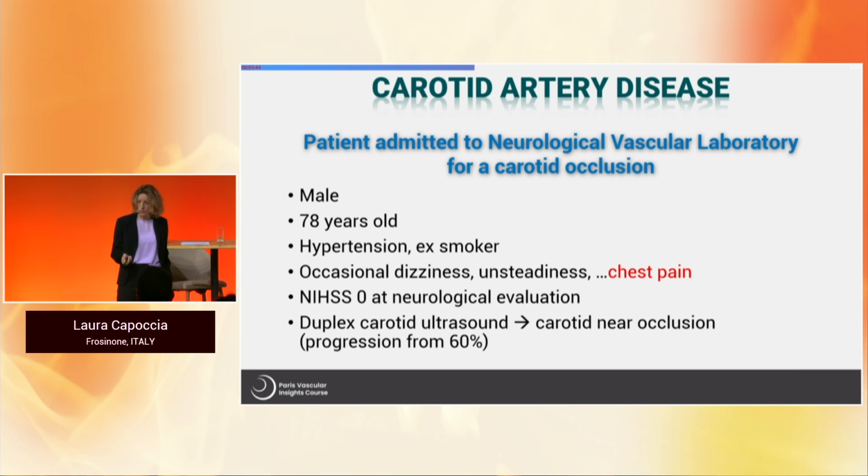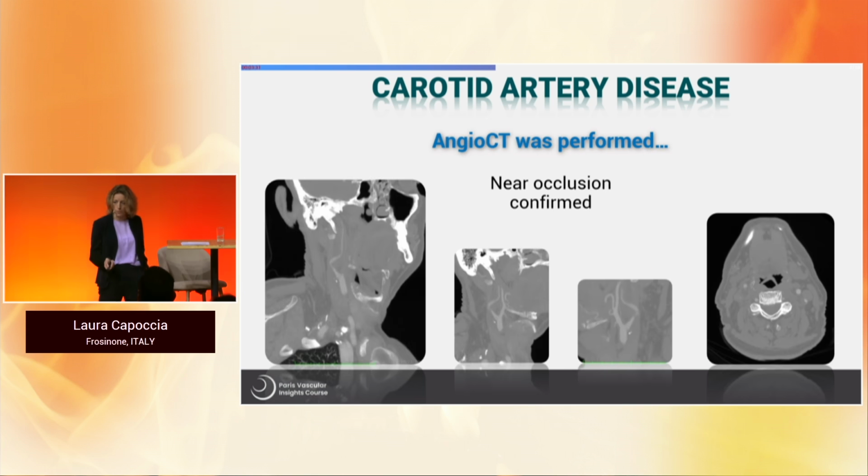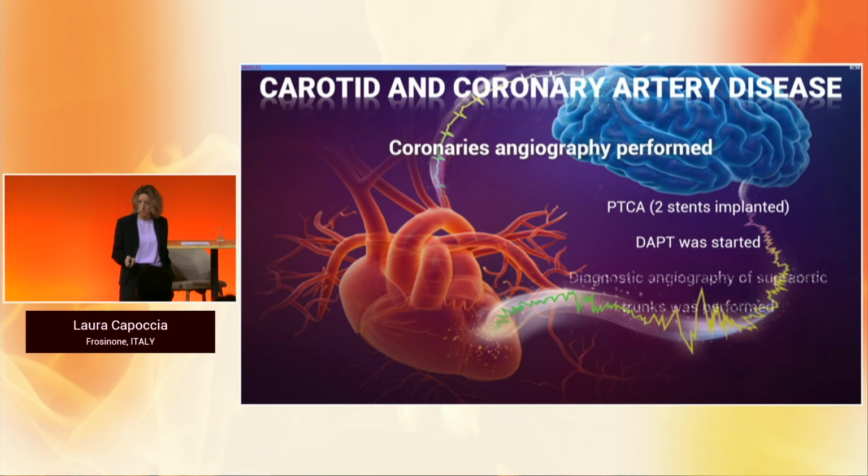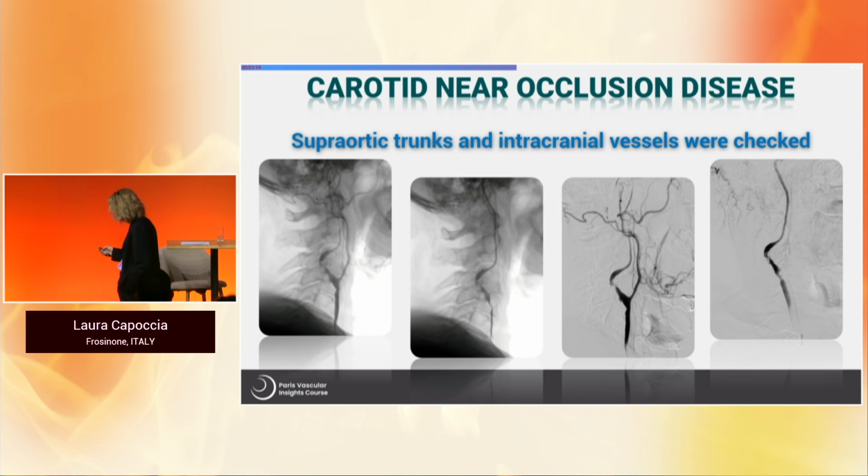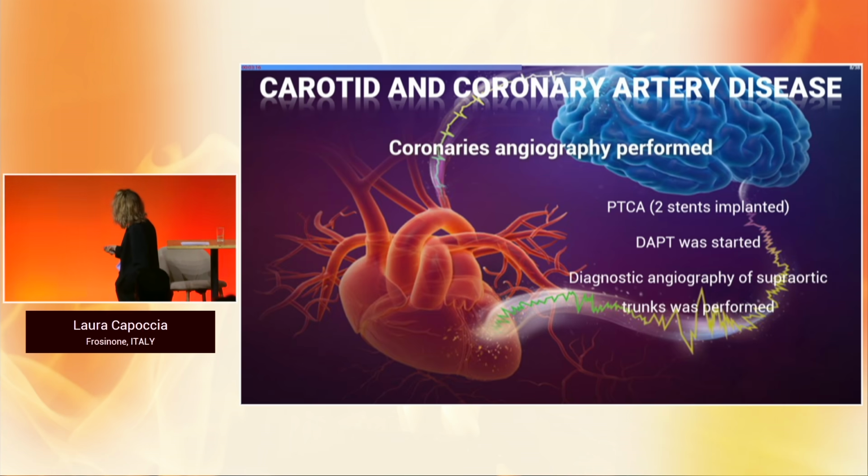But when performing the duplex ultrasound, they found that it was not an occlusion but a near-occlusion. The patient had a 60% stenosis on that side the year before, so this was a significant progression. We performed an angio-CT that confirmed the near-occlusion, and also a cardiological workup. The patient was submitted to coronary angiography, and 2 stents were implanted urgently. So the patient started dual antiplatelet therapy, and we asked the cardiologists to check the supra-aortic trunks.